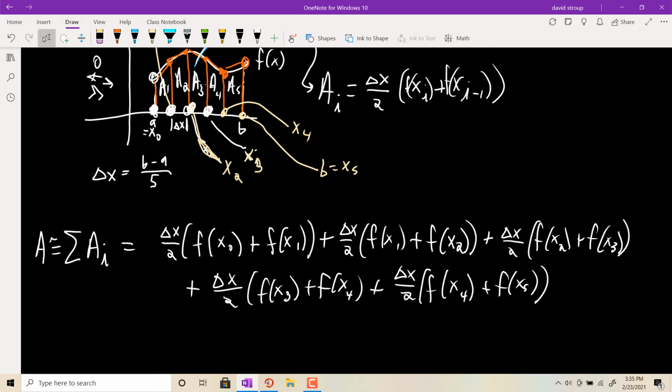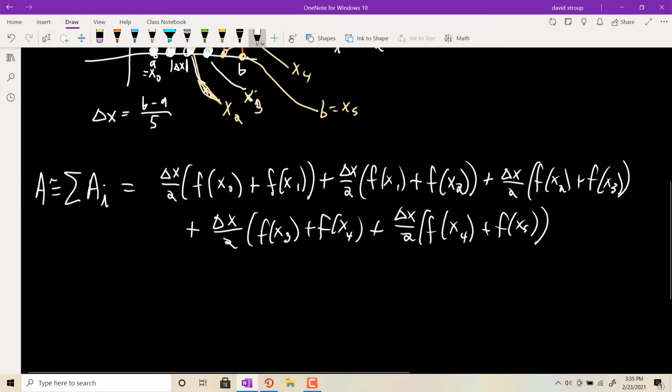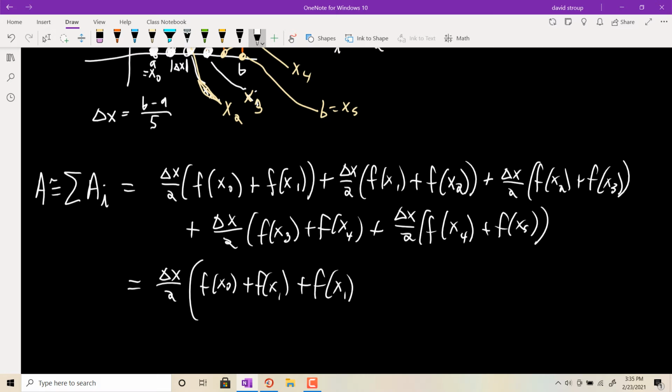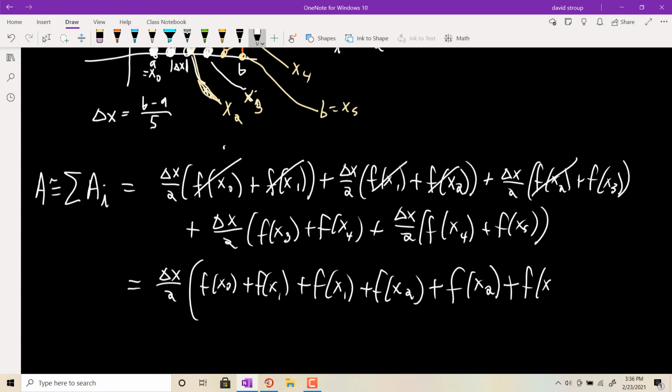Okay, let's clean that up. First, I can factor out a change in x over 2, no issue there. What does that leave me with? That leaves me with f of x sub 0 plus f of x sub 1, plus another f of x sub 1 plus f of x sub 2. So you can see I got this one, this one, and then another one of those, and then I got f of x sub 2, plus another f of x sub 2, plus f of x sub 3, plus another f of x sub 3.